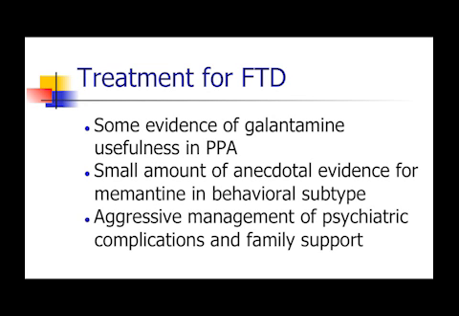Treatment for FTD is really not well defined. Nothing has made a huge difference. Nothing is standard. There is some evidence of using one of the acetylcholinesterase inhibitors, galantamine, in primary progressive aphasia. There's a small amount of anecdotal evidence for memantine being effective in the behavioral subtype. Aggressive management of the psychiatric complications along with family support is really the mainstay of treatment.